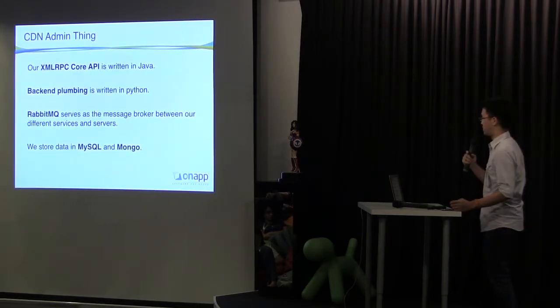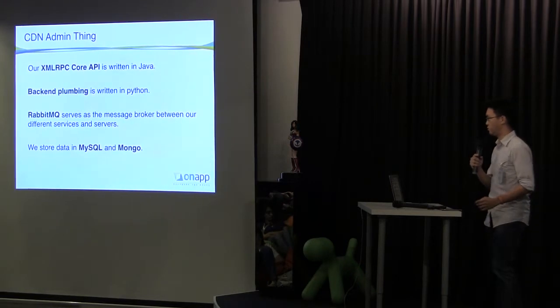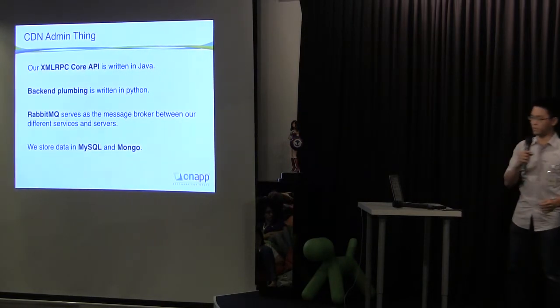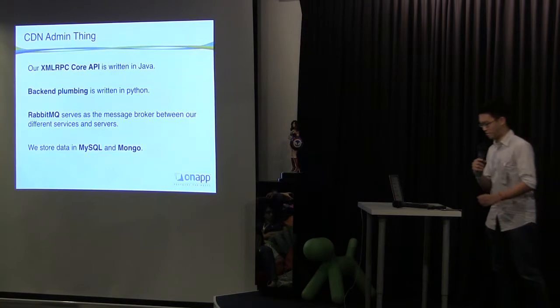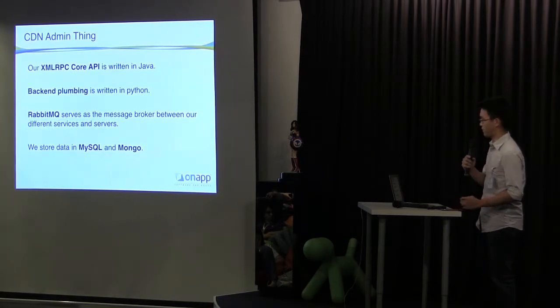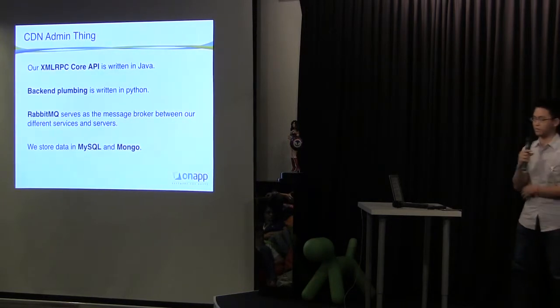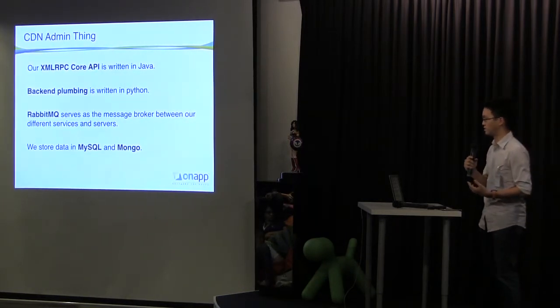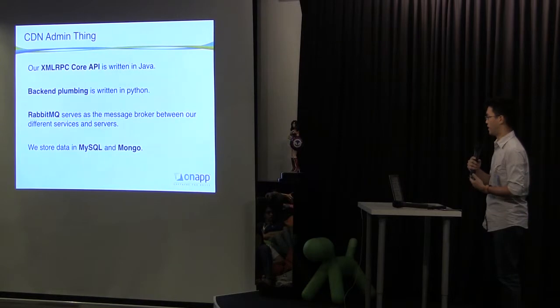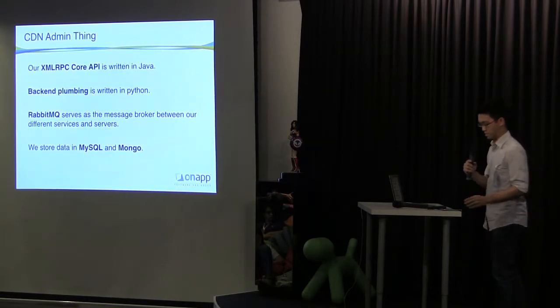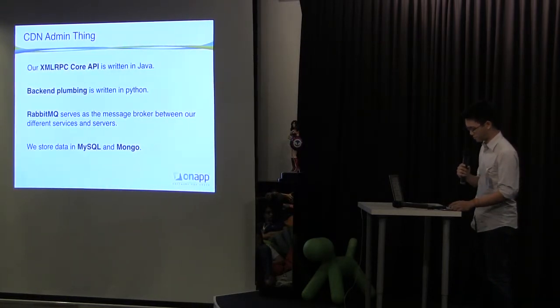So we store our data in MySQL and MongoDB. For Mongo, I think we're not really using it the right way. We're not using it for the right use case and for the right kind of data. We're storing very tabular, structured data in Mongo, and I think it just adds a lot of overhead and makes the queries much more complicated to write.